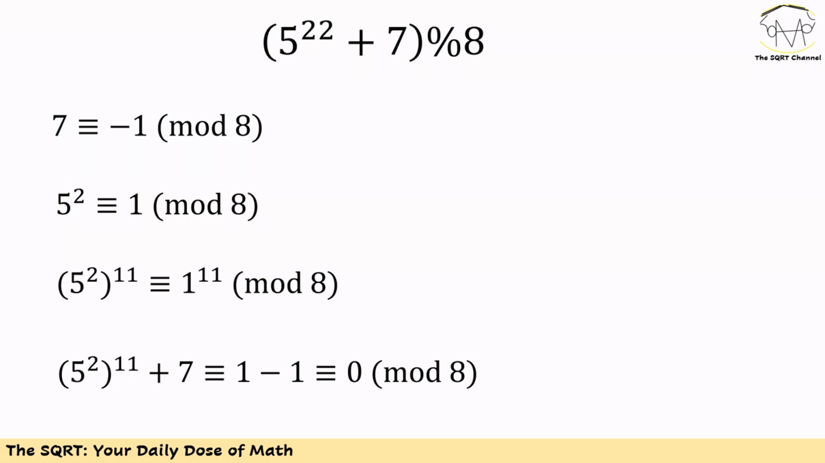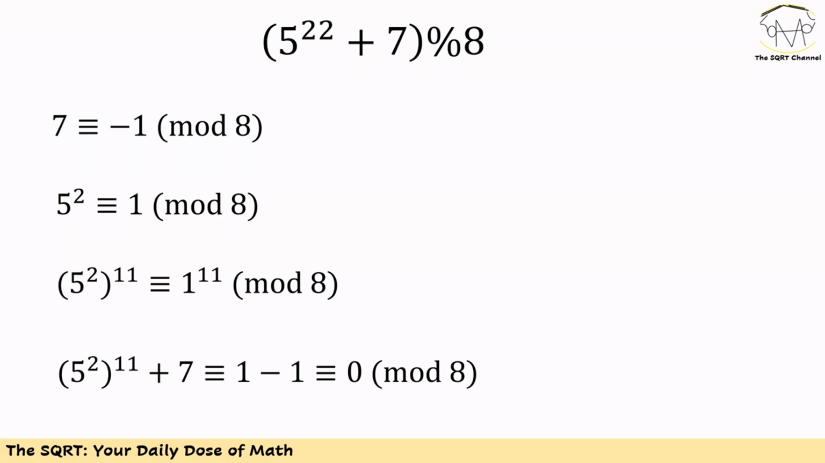Now we just need to write 5 to the power of 22 in a way that we relate it to 5 to the power of 2. And that's simple. We just use 5 to the power of 22 is equal to 5 to the power of 2, to the power of 11. Instead of 5 to the power of 2, we are going to use 1 because 5 to the power of 2 and 1 are congruent for modulus 8. And then we have 1 to the power of 11, which is 1.